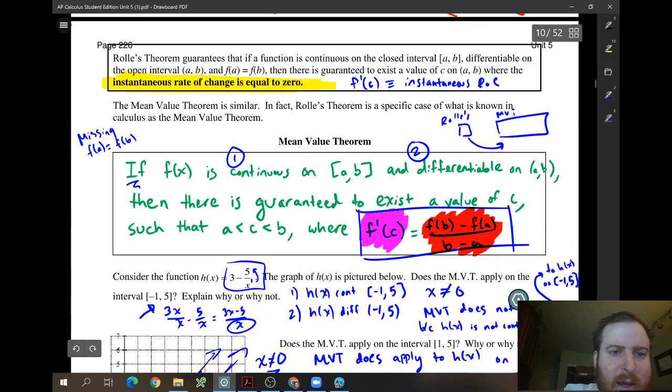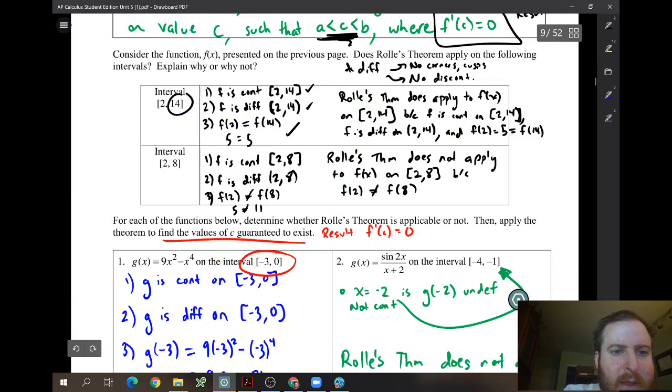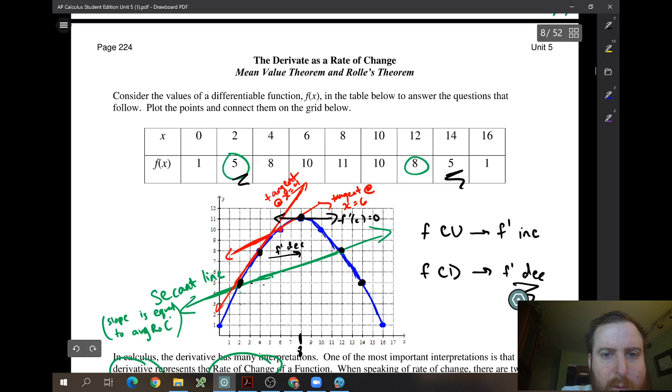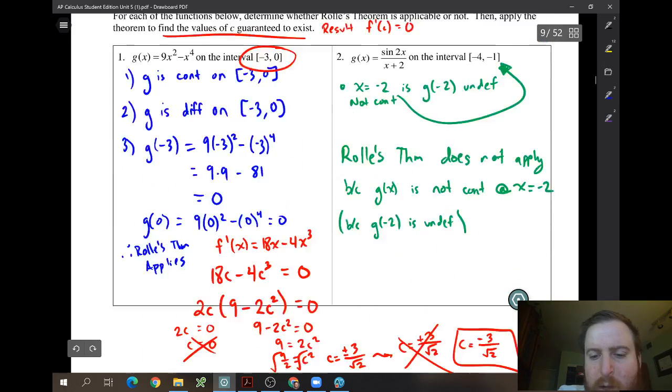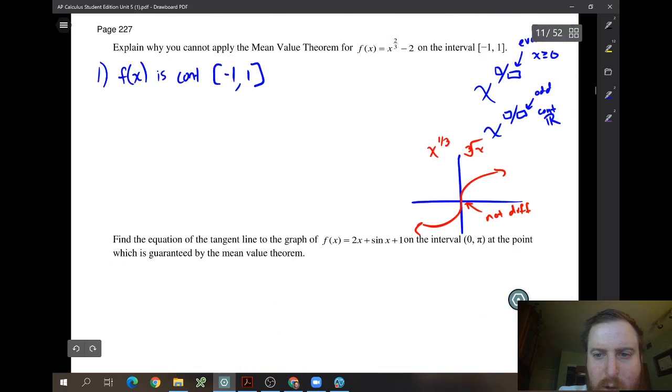I think I forgot that up here. If you want to add that to your notes, where we were talking about not differentiable, somewhere up here: no corners, cusps, or I forgot the vertical tangent line, or no discontinuities. So on cube roots, they make those vertical tangent lines.